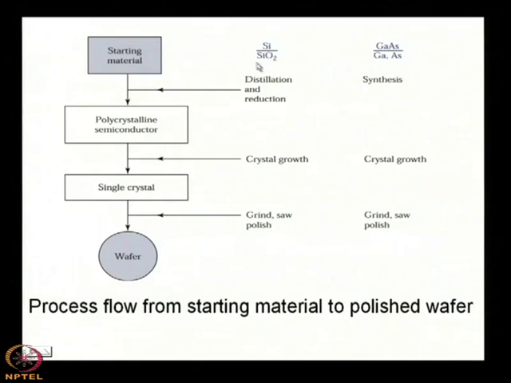And for silicon, you see that we start from SiO2 and then we make some distillation and reduction to obtain the metallurgical grade silicon and finally semiconductor grade or electronic grade silicon, and then there will be crystal growth. Then the crystal will be ground, sawed, polished, etc., to obtain the wafer. For gallium arsenide, what we shall do? We shall use gallium and arsenic, then we synthesize gallium arsenide, finally the crystal growth will be done and the same process will be followed to obtain the wafer.